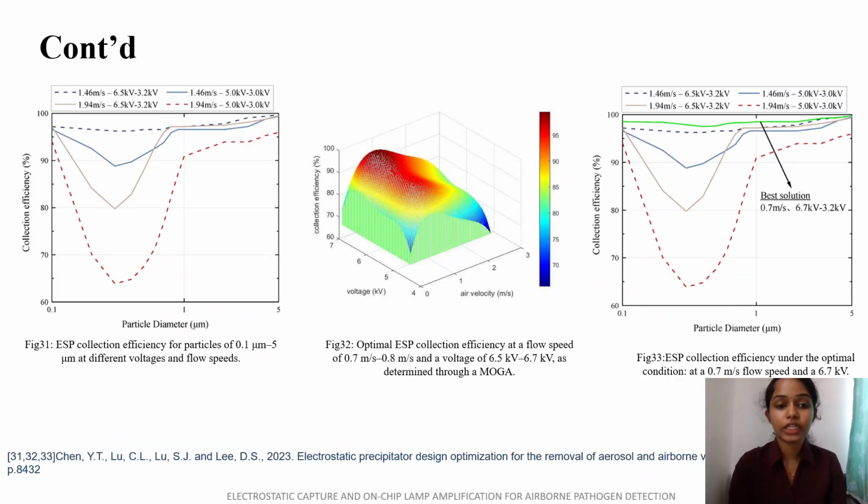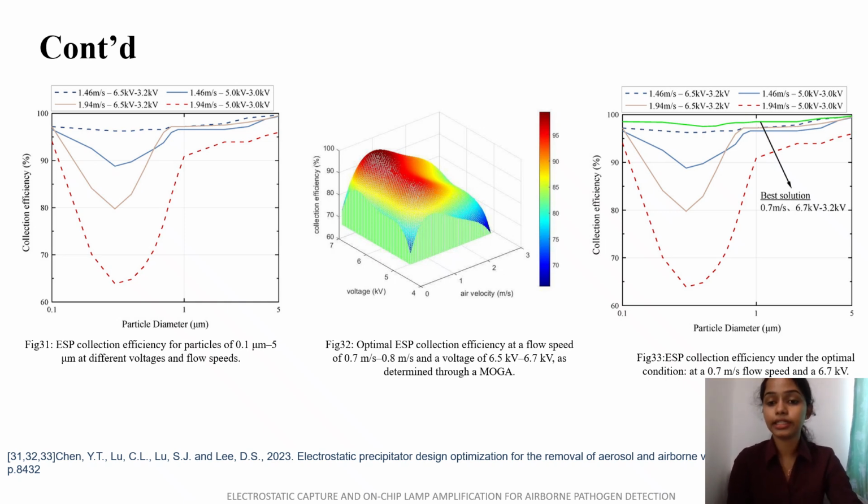This graph illustrates the ESP collection efficiency for particles of 0.1 to 0.5 micrometer at different voltages and flow speeds. We have seen that the optimal ESP collection efficiency is 98.4%, and it is best at 6.5 to 6.7, as determined through a MOGA, that is an experimental setup.